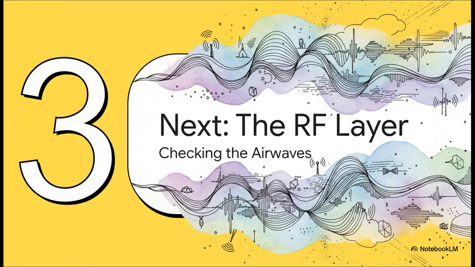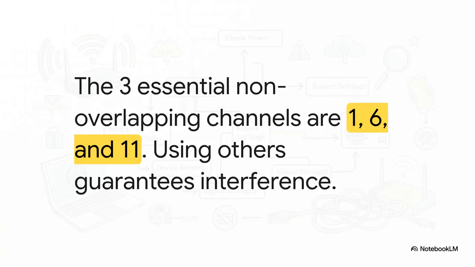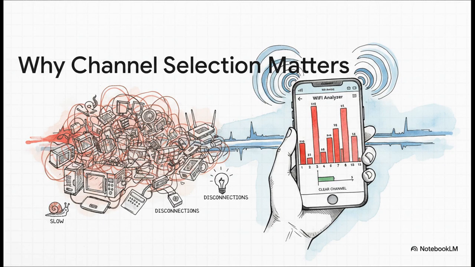Okay, so you've ruled out user error. Good. Now it's time to look at the environment. Let's move on to the RF layer and see how the airwaves themselves can cause all sorts of chaos, even when the configuration is perfect. For any tech working in the field, this is Wi-Fi 101, but it is absolutely non-negotiable. In that super crowded 2.4 GHz band, there are really only 3 channels that don't overlap in North America: 1, 6, and 11. If you're using anything else, you are guaranteed to be causing interference for someone else and getting it right back. And here's exactly why that matters so much.